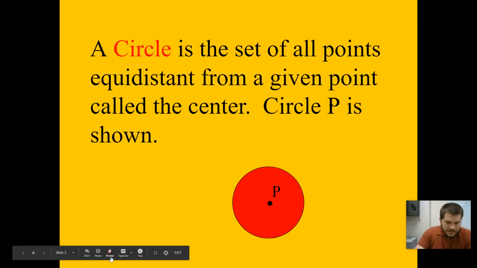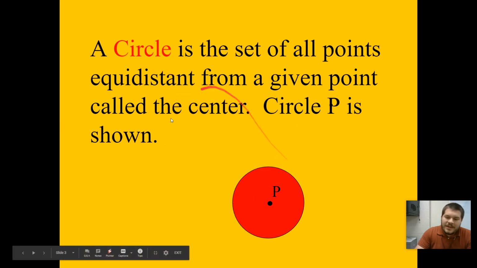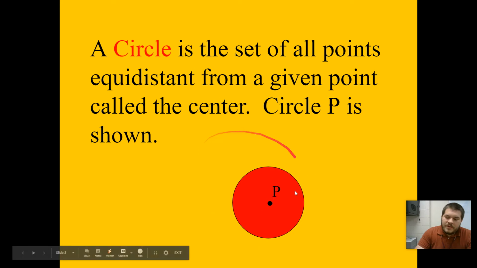If I drew a point right here and drew a line, it'd be the same distance as if I drew a line right here to this edge. So that's not as important right now as what we're going to go over, but it's just nice to know that for a circle, the edge is the same distance from the middle all the way around.